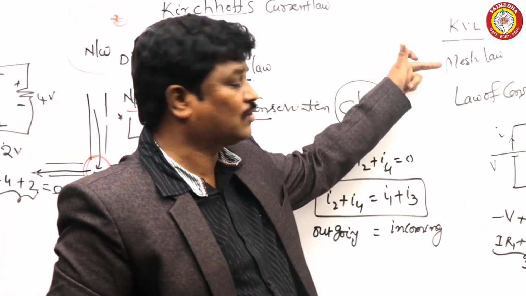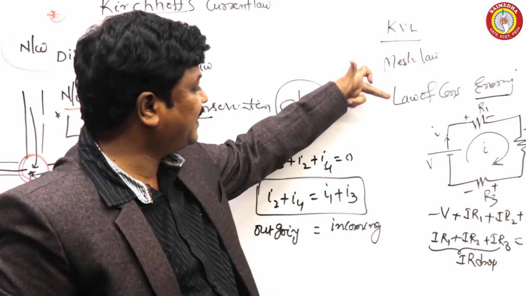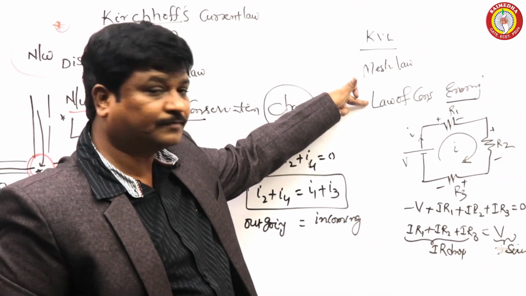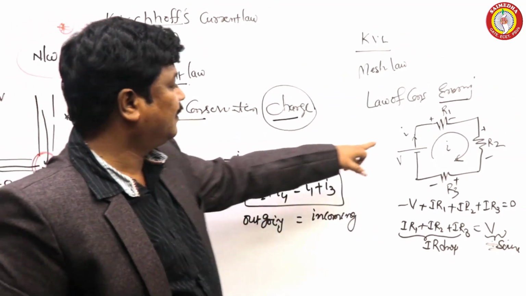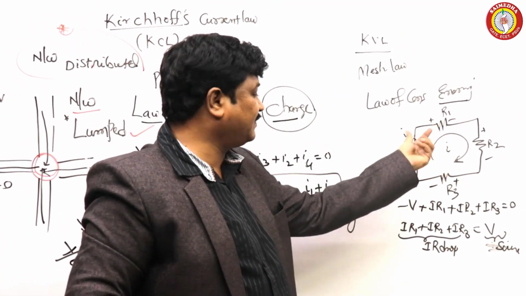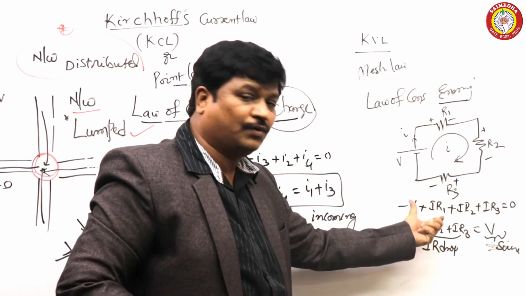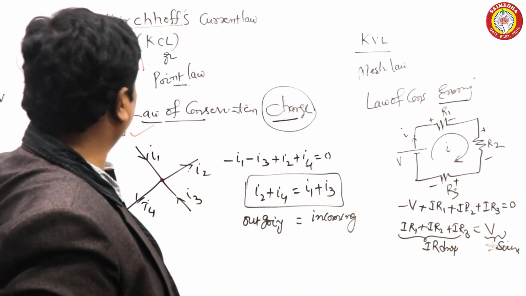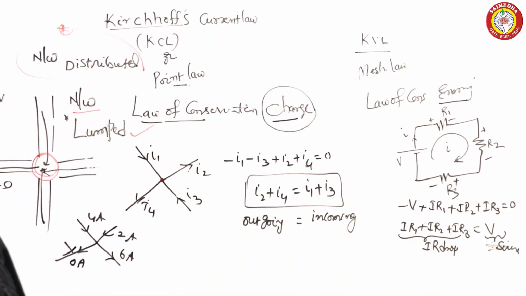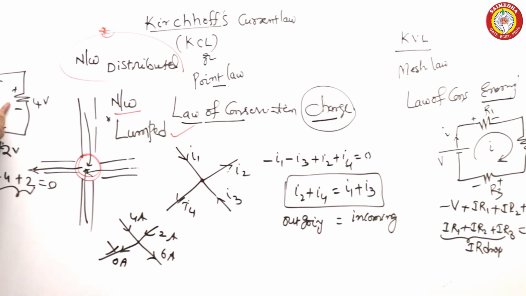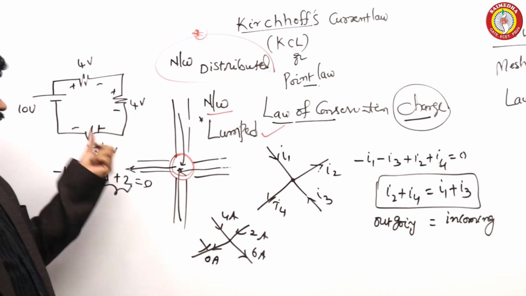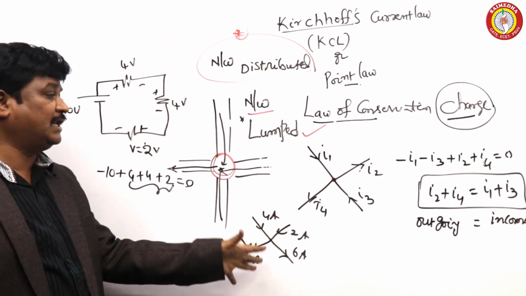Kirchhoff's voltage law is also called mesh law. It is based on the law of conservation of energy. In any closed path, the sum of the EMFs and IR drops is equal to 0. The limitation of Kirchhoff's laws is that they are not applicable to distributed networks; they are applied to lumped networks. How can you determine a voltage in a closed path and currents in branch elements?